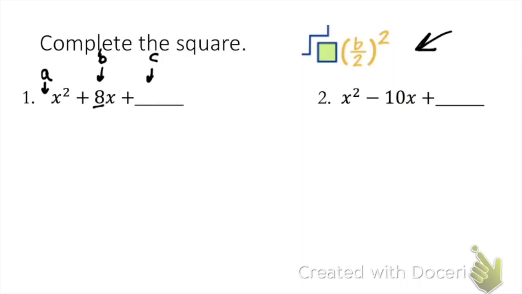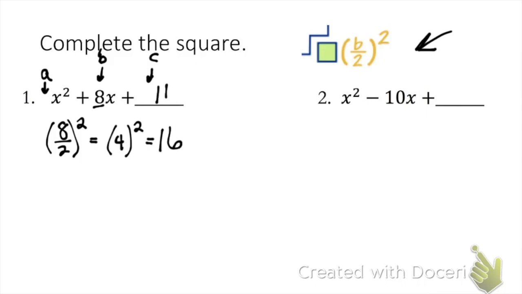So our b is 8, so we're going to take 8 over 2 and square it. 8 divided by 2 is 4, and 4 squared is 16. So here, if we add on 16, we have completed the square.